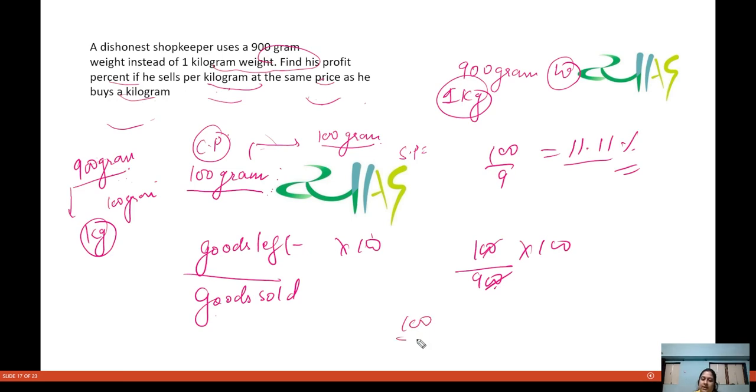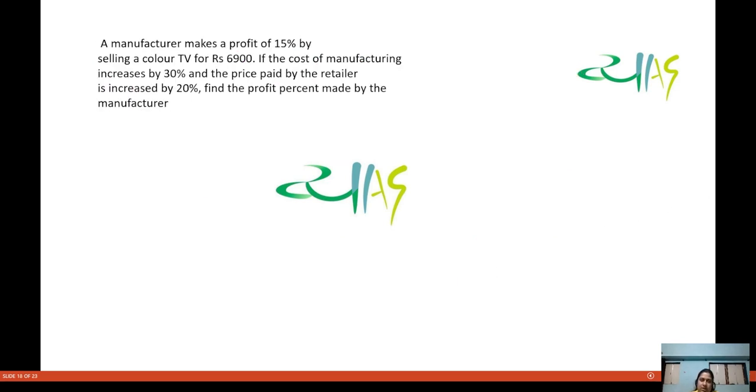So 100 divided by 900, because goods left upon goods sold into 100. This is your percentage profit. These types of questions become so simple if we know this formula. So I hope everybody is clear with this thing. Now let's move forward.